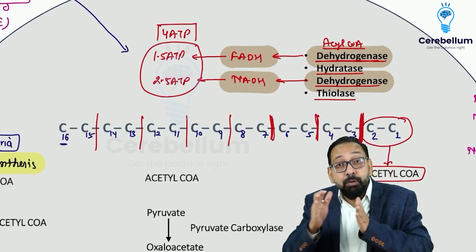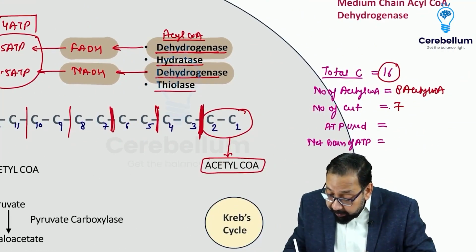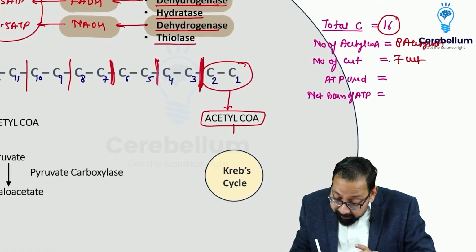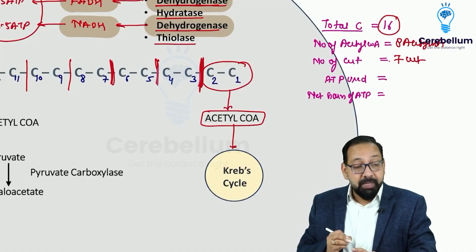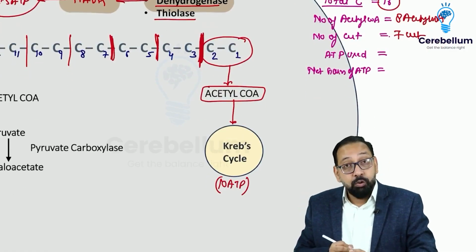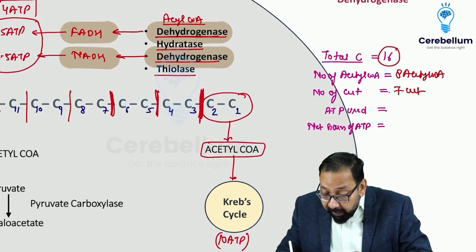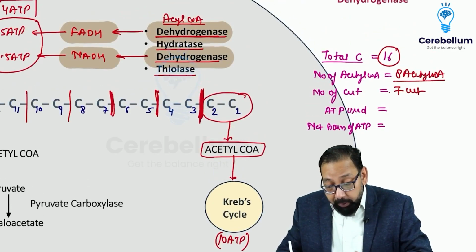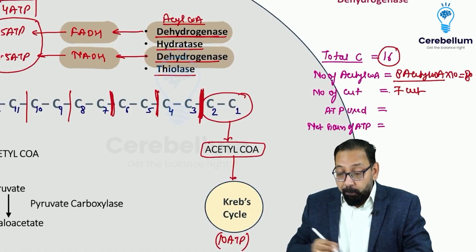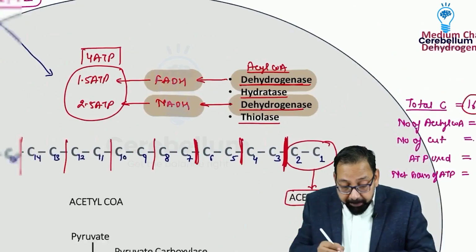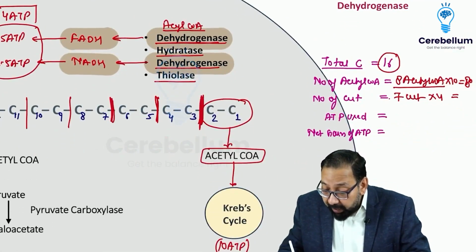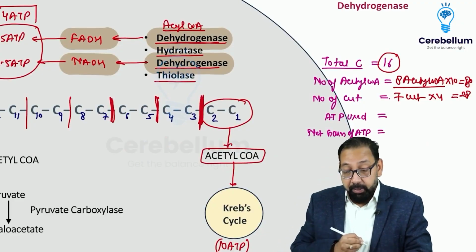Seventh cut will produce 8 acetyl coenzyme A. And you know that 1 acetyl coenzyme A entering the Krebs cycle produces 10 ATP. So 8 acetyl coenzyme A will enter the Krebs cycle to produce 8 into 10, 80 ATP. One cut produces 4 ATP, so 7 cuts will produce 7 into 4, 28 ATP.